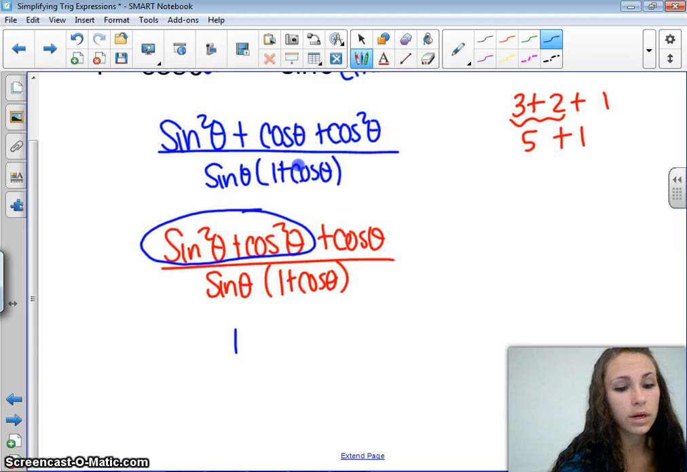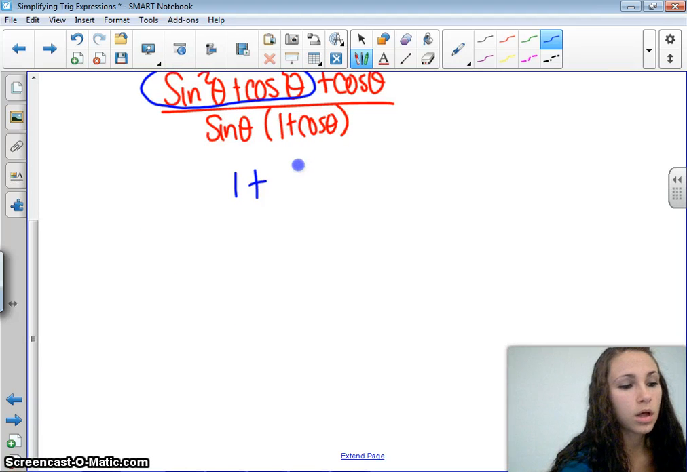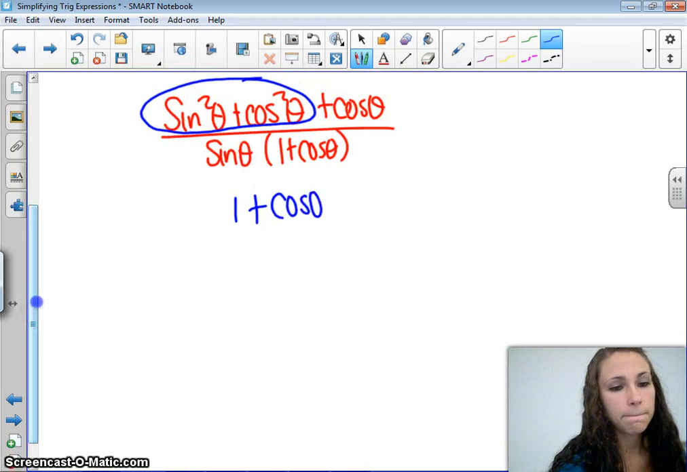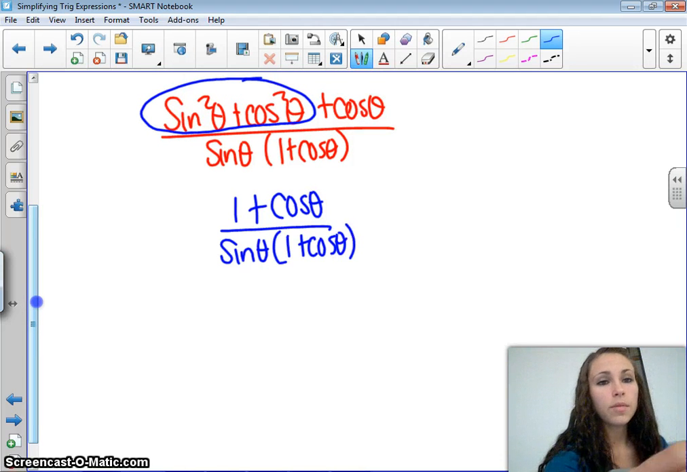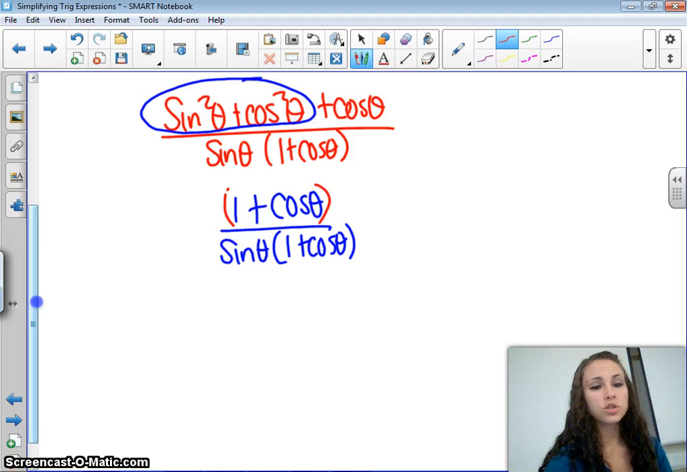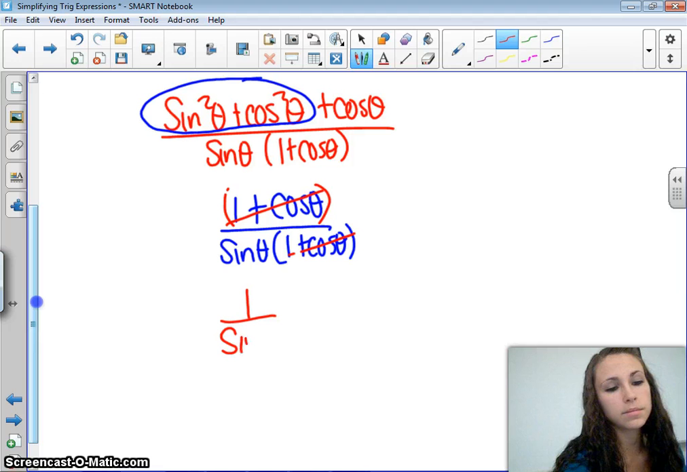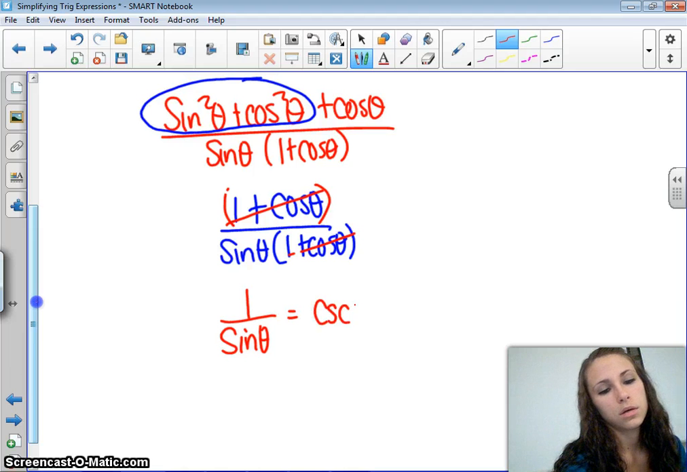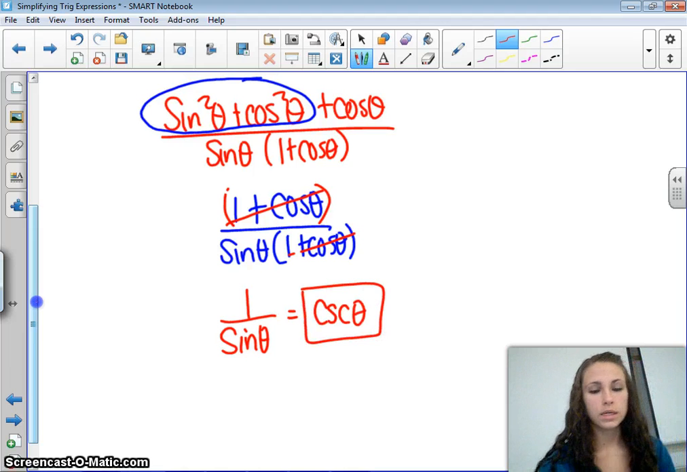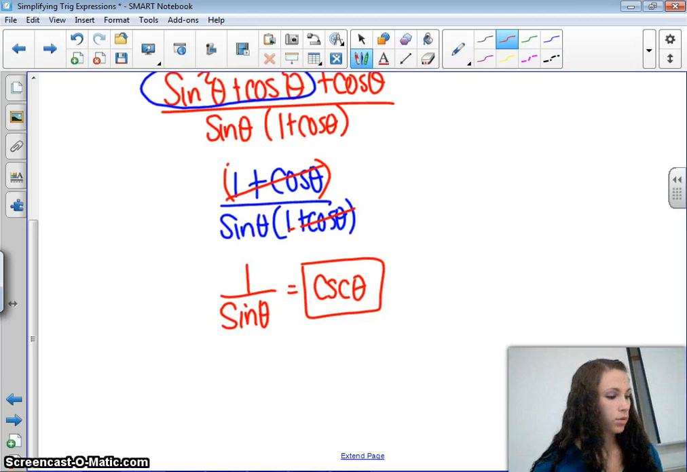So I really, right here, just have 1 plus cosine over sine, and then times 1 plus cosine. Well, that whole factor, 1 plus cosine, will just cancel out, and it'll leave me with 1 over sine. And I don't want to leave fractions, and I know 1 over sine is a reciprocal identity, so I'm just going to go ahead and make that cosecant. And so then cosecant would be my simplified answer.